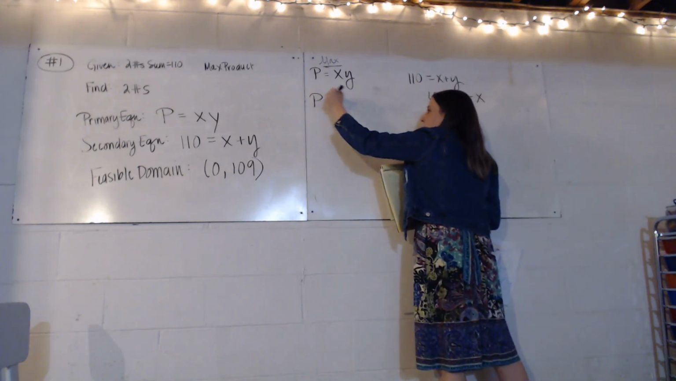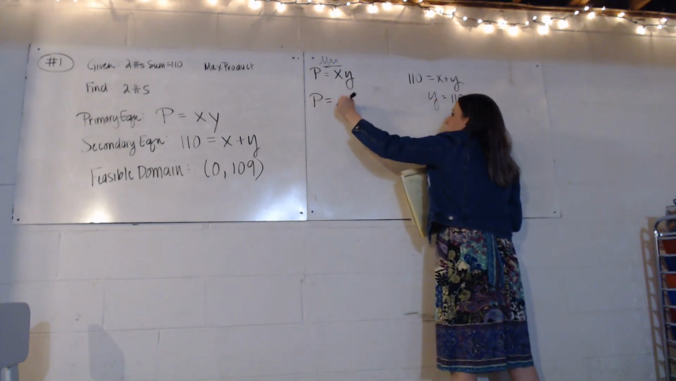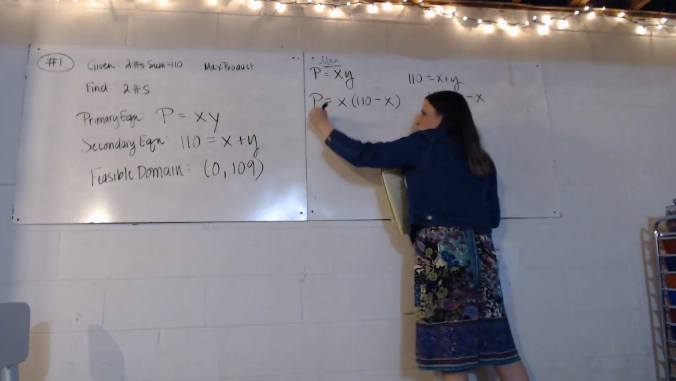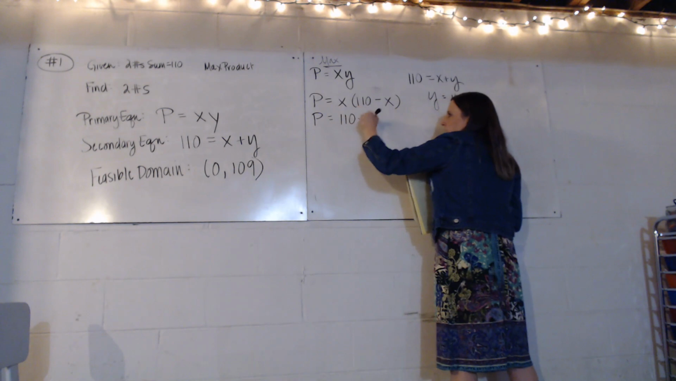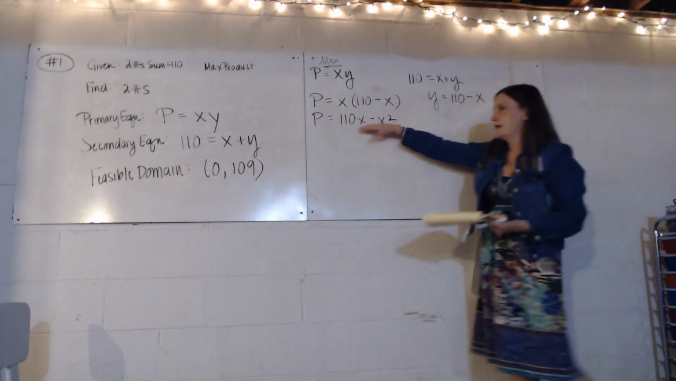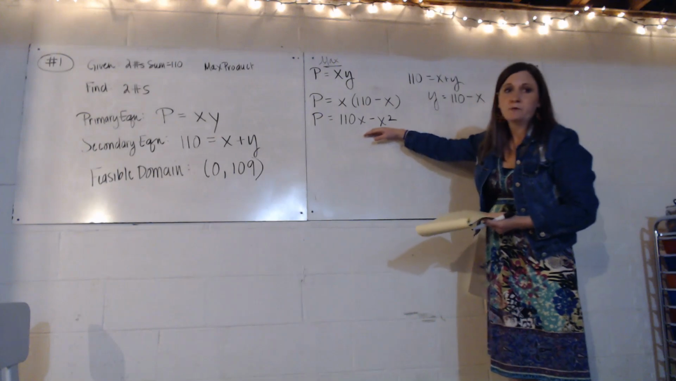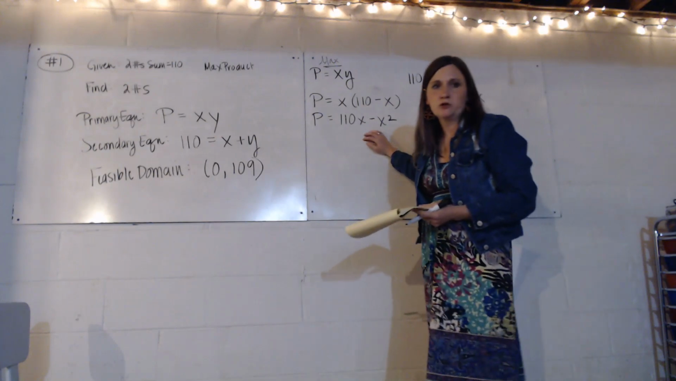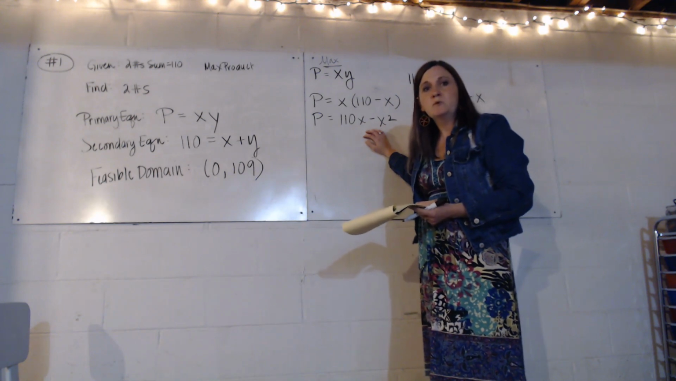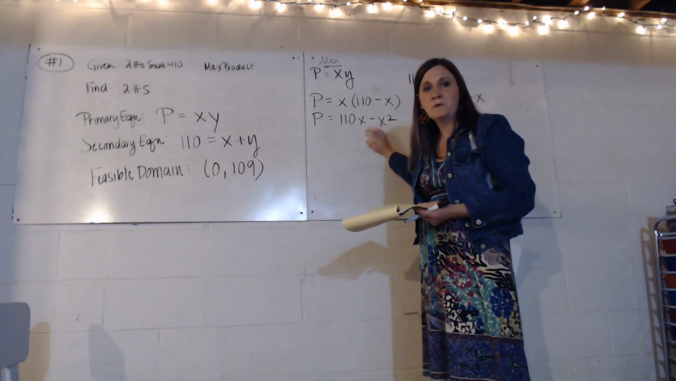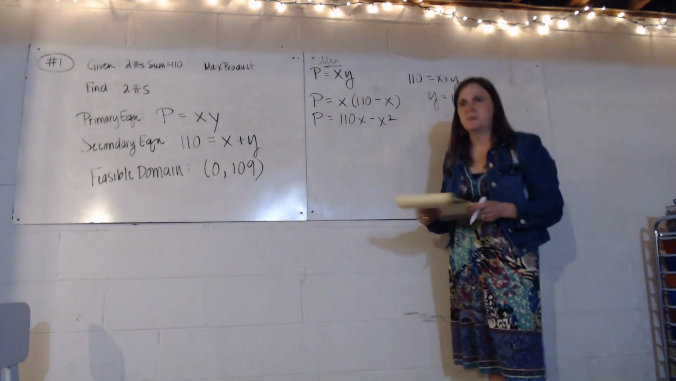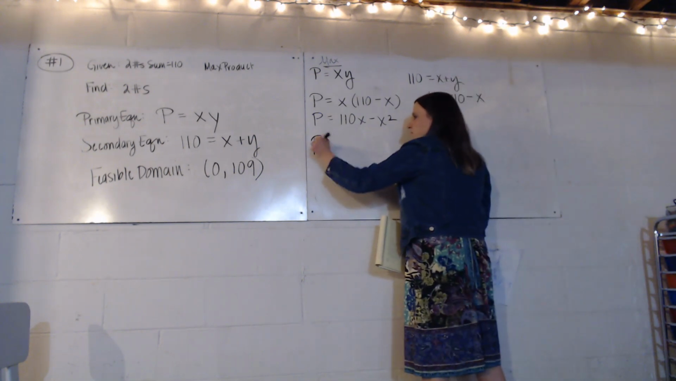So P is equal to x times y, which is 110 minus x. So P is equal to 110x minus x squared. That's just algebra, getting the function that I want to maximize or minimize in terms of one variable only. So that's what I have done.